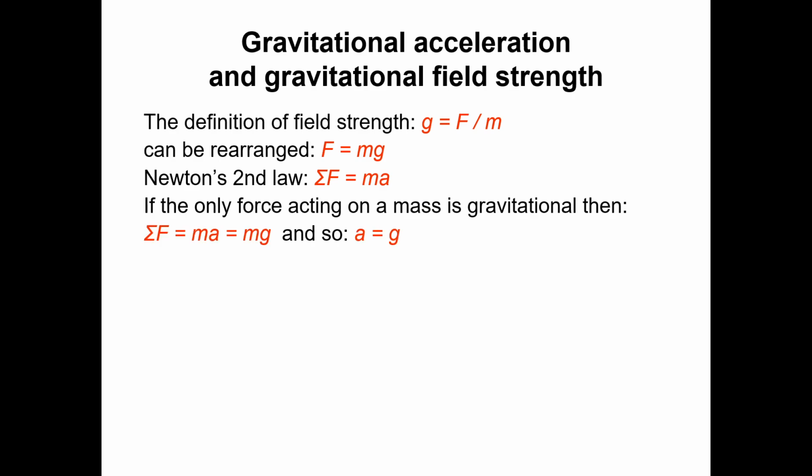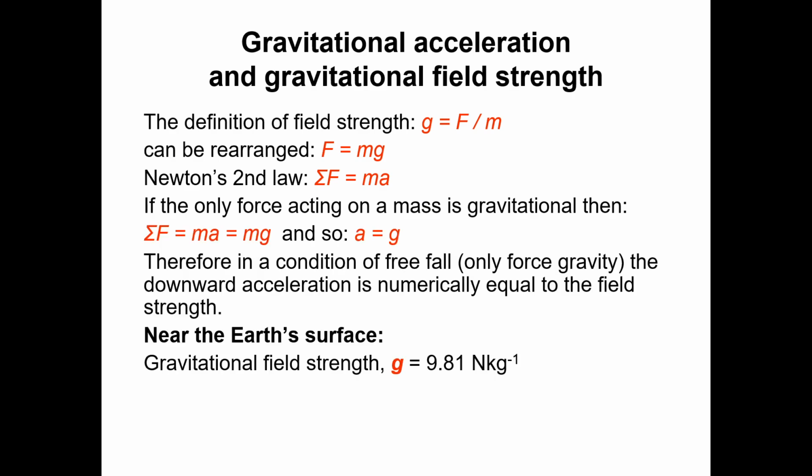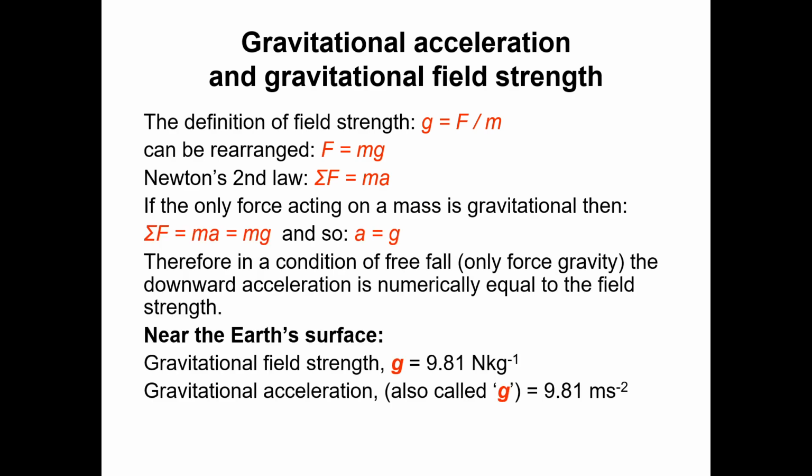This slide is just clarifying the equivalence of the two g's that are in the formula booklet, the acceleration due to gravity and the gravitational field strength. It's worth emphasizing that those two units are the same. Newtons per kilogram is meters per second squared, because a newton is a kilogram meters per second squared, so the kilogram cancels and you're left with meters per second squared.